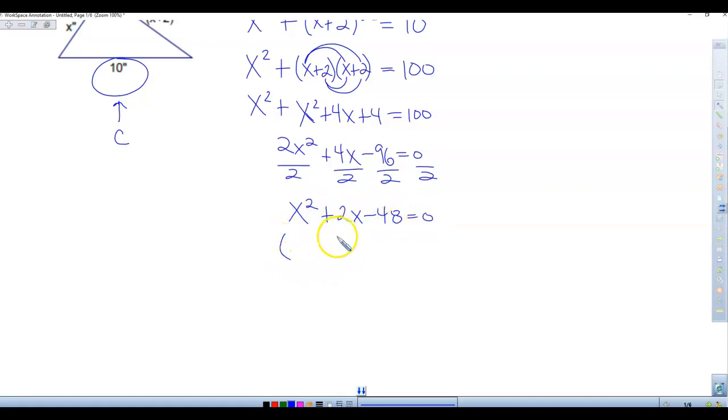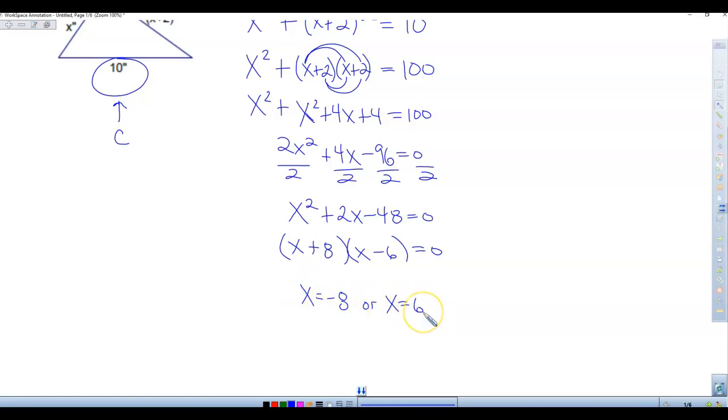So now when I factor, I get x and x, of course, and then I just need two numbers that multiply to negative 48 and add to positive 2. Well, that's going to be positive 8 and negative 6. Which then, by using the zero product property, would give me two solutions of negative 8 or 6.